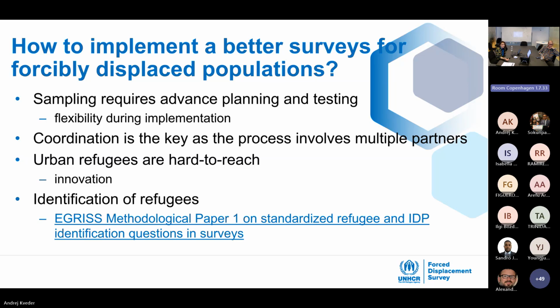And lastly, identification of refugees. It is not as easy as it looks when you're in the field actually asking people if they're refugees, and there are a lot of different details that make it hard. We have the first methodological paper that we talked about, but this is an ongoing study, and I think it is very important to be able to identify refugees and also IDPs and all other forcibly displaced populations in the surveys.